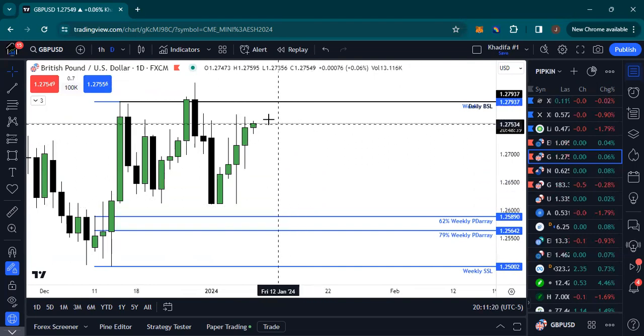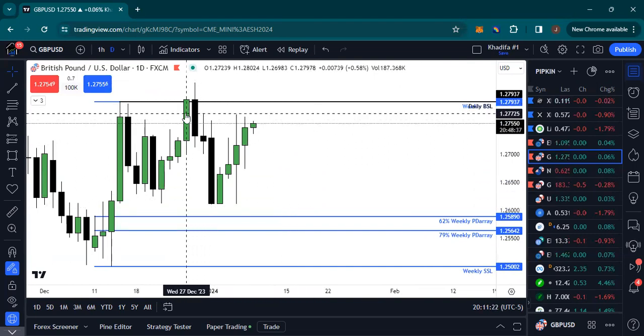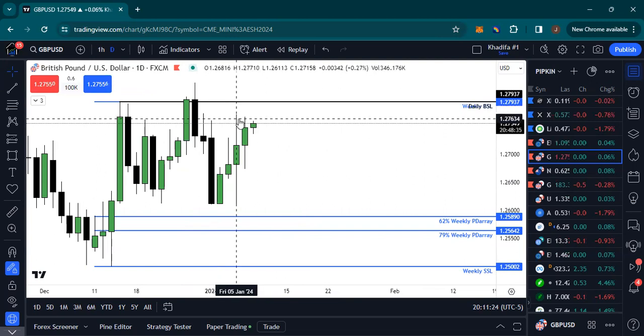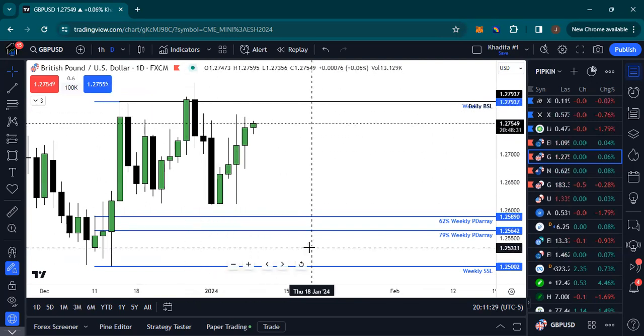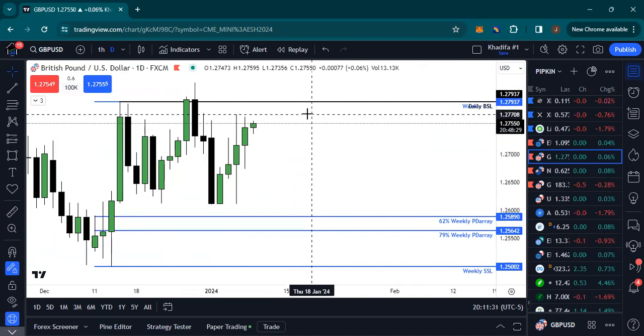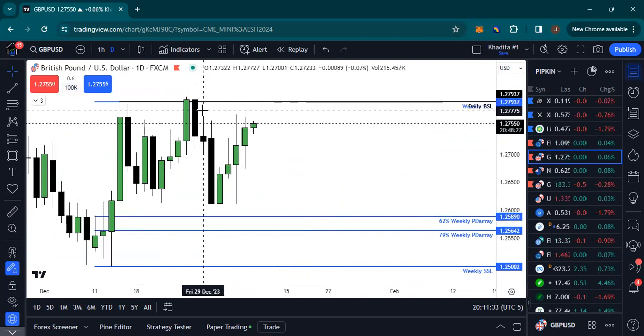I'm looking at these equal highs that we have here. We could see the pound just run those highs and then run lower. So keep your eyes on these fairly equal highs that we have right here.